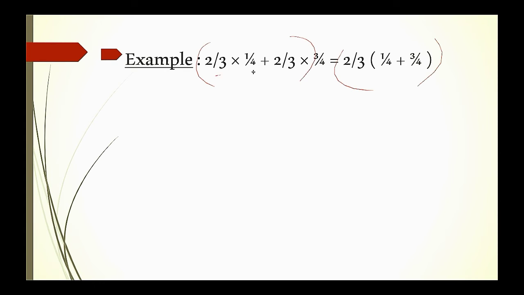See here, I am taking one number, 2 by 3, and multiplying with 1 by 4. Here the same 2 by 3 I am taking and multiplying it with 3 by 4. Instead of doing it like that, in another way, in the RHS we can add 1 by 4 plus 3 by 4 and multiply both together with 2 by 3. Let us check whether both answers will be the same.